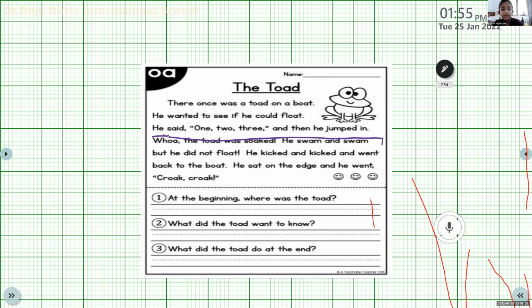The toad. There once was a toad on a boat. He wanted to see if he could float. He said 1, 2, 3, and then he jumped in.